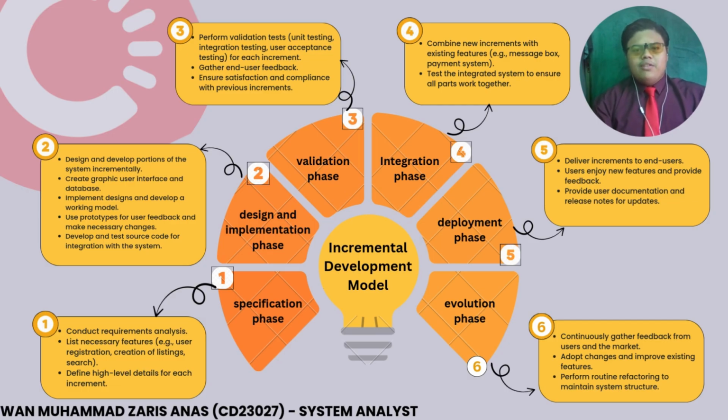Six phases of the development process that we ran while developing the Carousell system. Initially, we begin with the specification phase, in which we conduct requirement analysis, list necessary features such as user registration, creation of listing, search, and we define high-level detail for each increment. Subsequently, the design and implementation phase, where we design and develop portions of the system incrementally, create the graphic user interface and database, implement the design and develop a working model, and use the prototype for user feedback and make necessary changes.